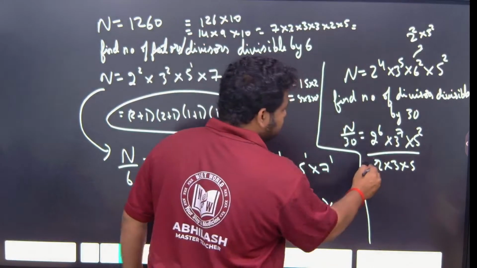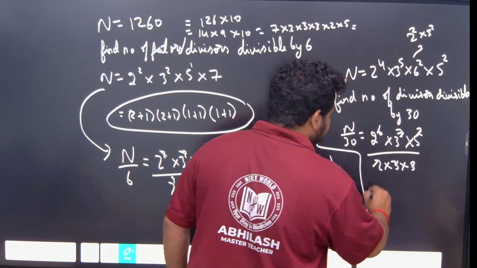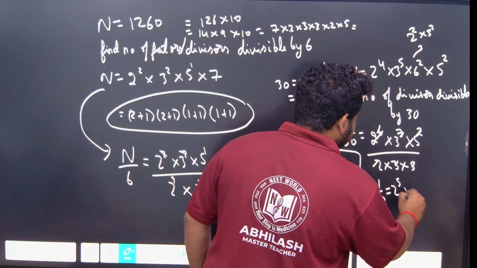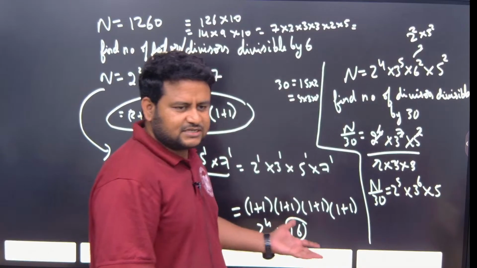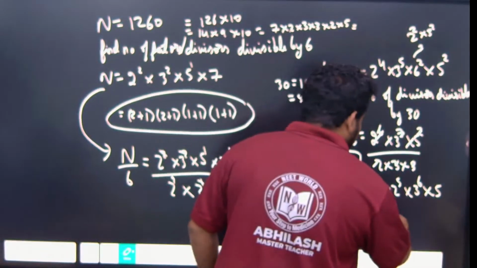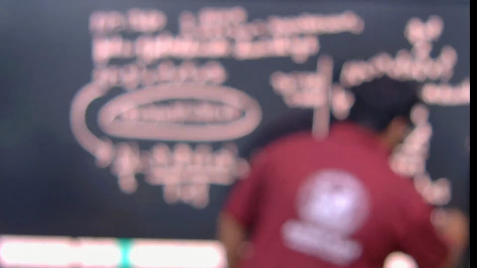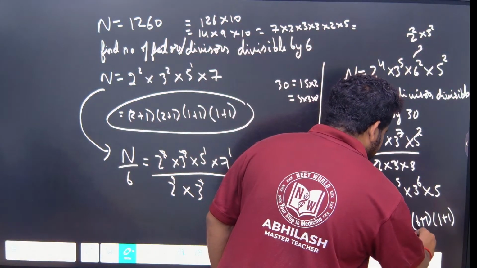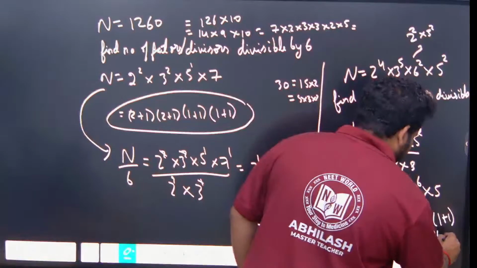Now what I will do, this 2 I can cancel, this 3 I can cancel, this 5 I can cancel. N by 30 will be equal to 2 power 5 into 3 power 6 into 5. Now if they are asking the number of divisors, what I should do? 5 plus 1 into 6 plus 1 into 1 plus 1. 5 plus 1 is 6, 6 into 7 into 2. 6 sevens are 42, 42 into 2 is 84. That is the answer.